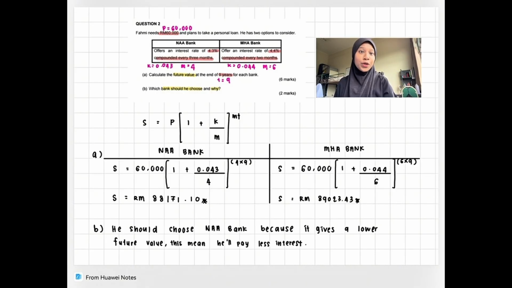For this question, we use the formula S equals P, open bracket, 1 plus K over M, close the bracket, to the power of MT. We use this formula because they have mentioned future value, so we have to use the formula S. Then fill the numbers into the formula for each bank, NAA Bank and MHA Bank. For NAA Bank, we got the final answer 88,171 ringgit 10 cent. Meanwhile, for MHA Bank, we got the final answer 89,023 ringgit 43 cent.